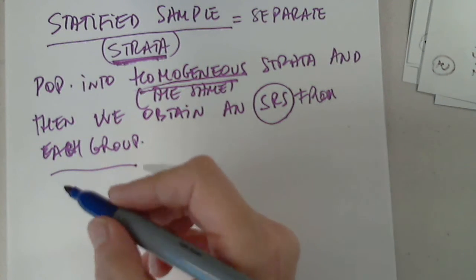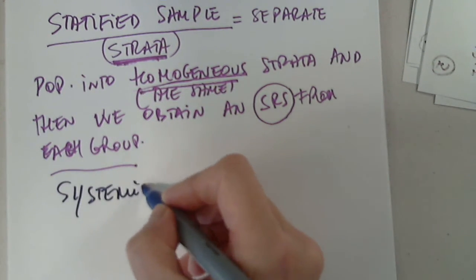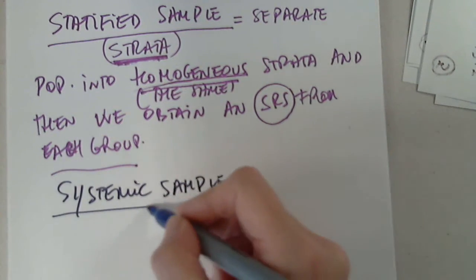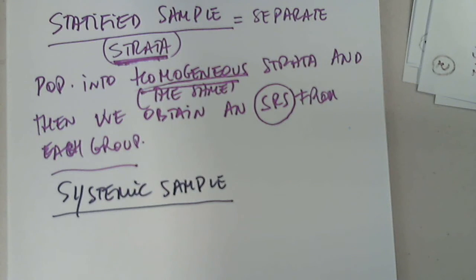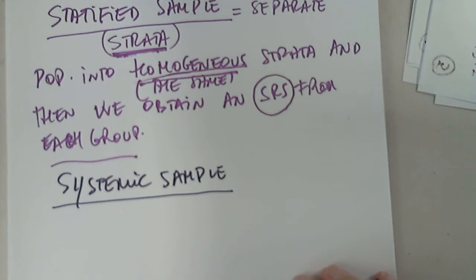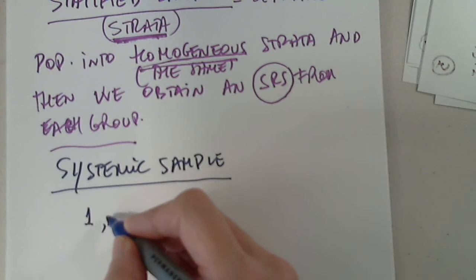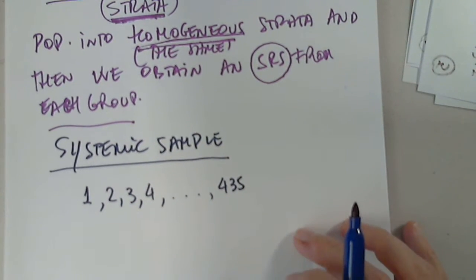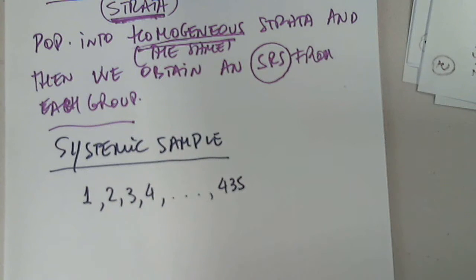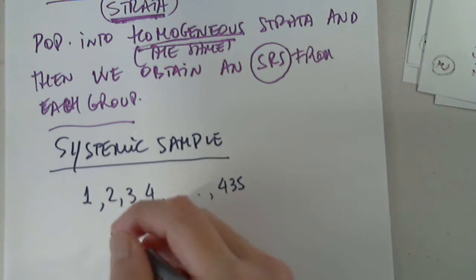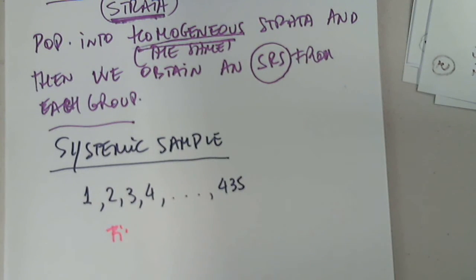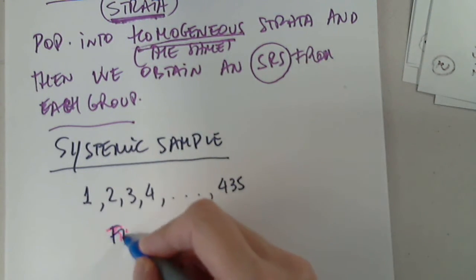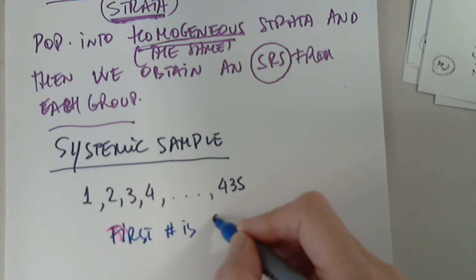Number 2, systemic sample. So what is this systemic sample? Let's say, I'm coming back to our example. We have 1, we have 2, we have 3, we have 4, 435 individuals. And let's say I ask you for a number. Please give me a number from 1 through 435. Any number you can think of. 6. So we selected first number is 6.